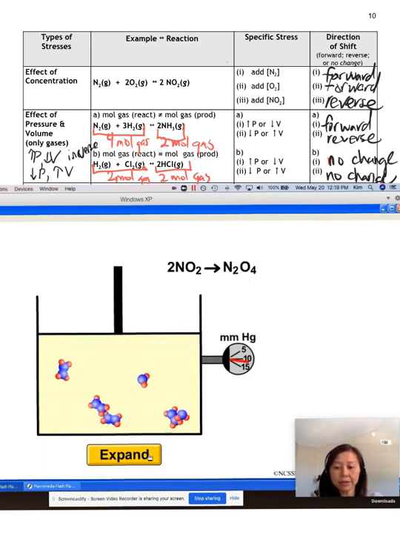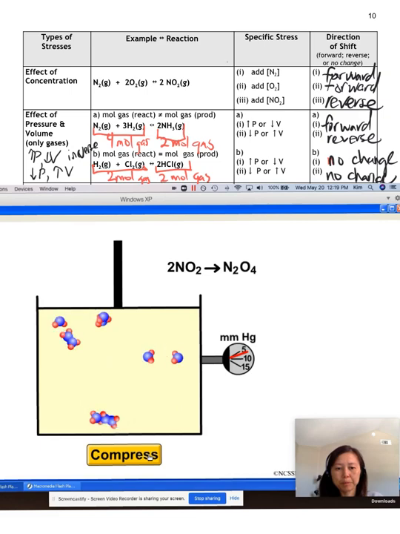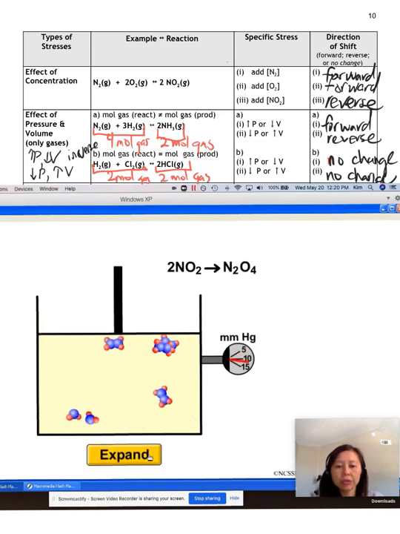If I expand, you'll notice that the particles will go back to where they originally were, which is 6 particles of nitrogen dioxide and 2 particles of nitrogen tetroxide. When I compress, once again, you'll see 4 of the nitrogen dioxide decreasing to make 2 of the dinitrogen tetroxide. And we are reestablishing equilibrium, and how we know is as time passes, you'll see that the amount of reactants and products remain constant over time.